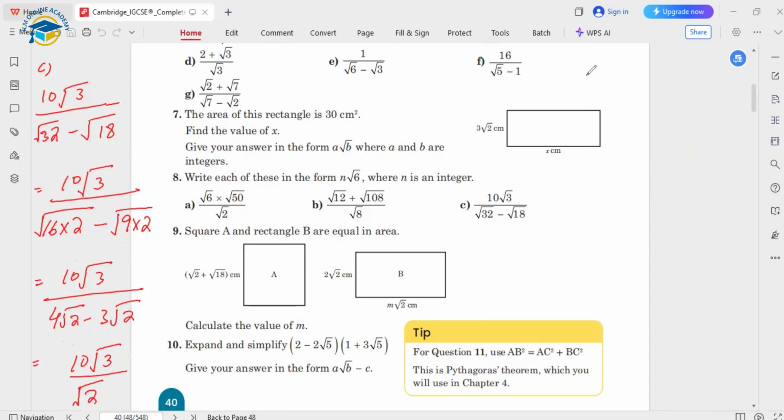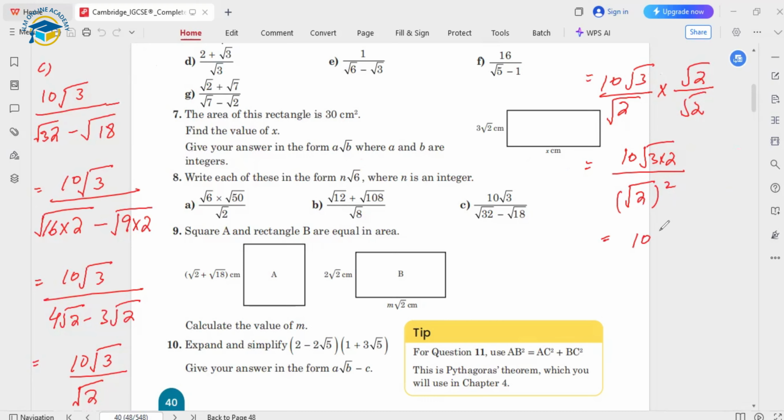So after this step, we need to go with rationalization. We have square root 2 in the denominator. We will multiply as well as divide by exactly the same surd. So let's simplify this one. This will be 10 square root 6, again like 3 times 2. And downward we have square root 2 and square root 2. So square root 2 times square root 2, we can take as square root 2 whole square. After simplification, we will have 10 square root 6 over 2.